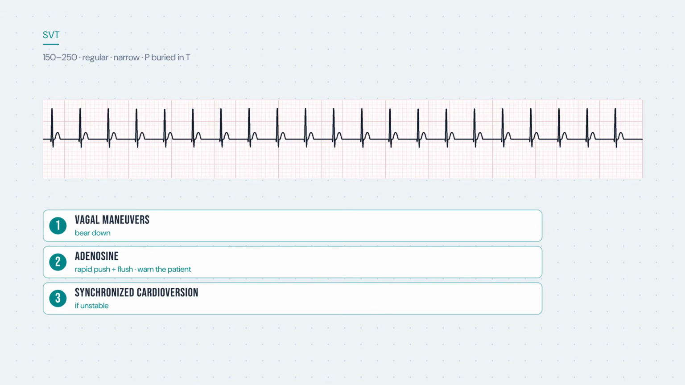If the patient is stable, vagal maneuvers first, bearing down, which slows conduction at the AV node. If that fails, adenosine, rapid push followed immediately by a flush, because its half-life is only a few seconds. Warn the patient. Adenosine briefly stops the heart, and they will feel it. If the patient is unstable, synchronized cardioversion.